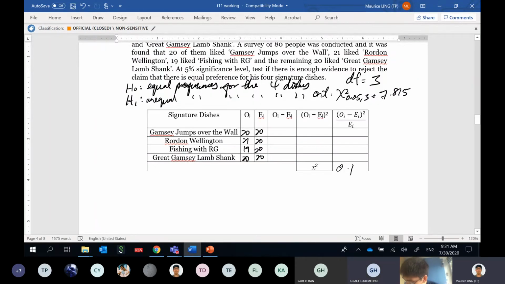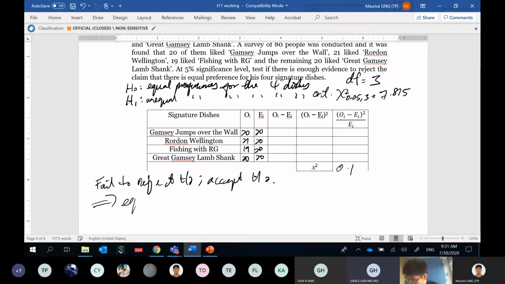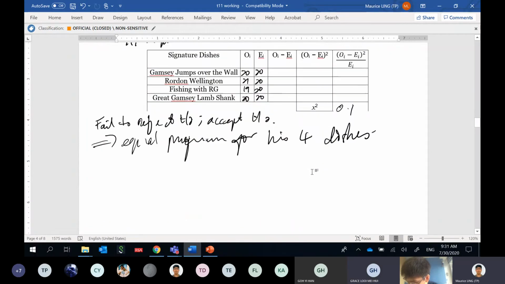So do you accept or reject the null hypothesis? We fail to reject the null hypothesis. So what does it mean? There is equal preference for the four dishes. Okay, that's it. So you find that chi-square is actually quite easy to do.